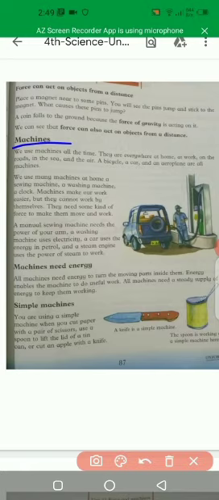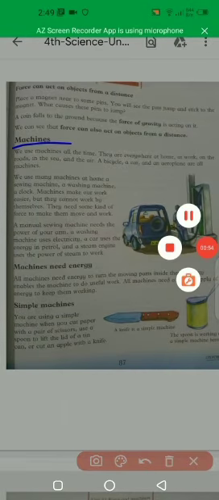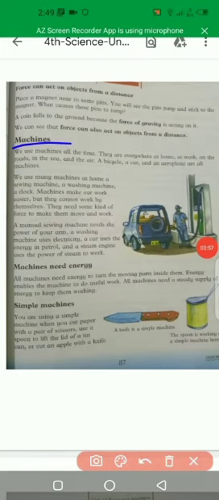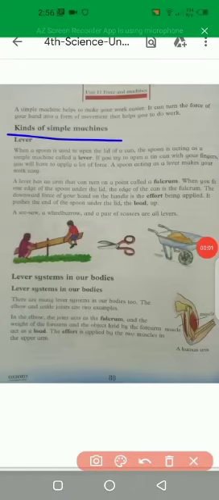Here we have some simple machines. What are simple machines? The machines which are not so complex, we can call them simple machines. For example, a knife is a simple machine. A spoon is working as a simple machine, or we can say screwdriver, screw, hammer, these are all simple machines.